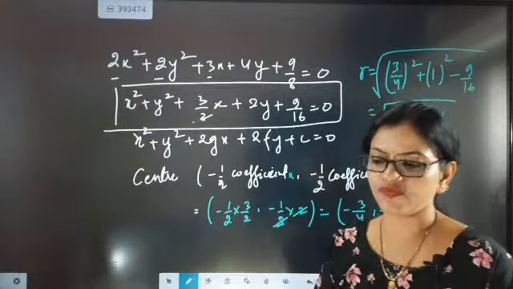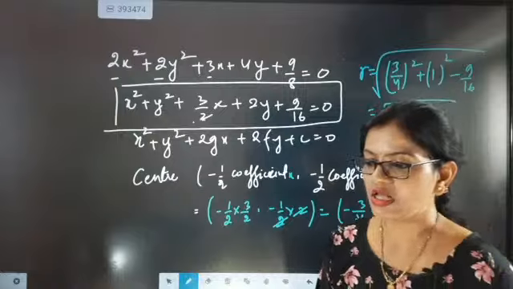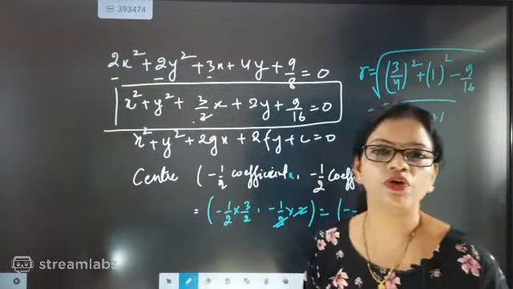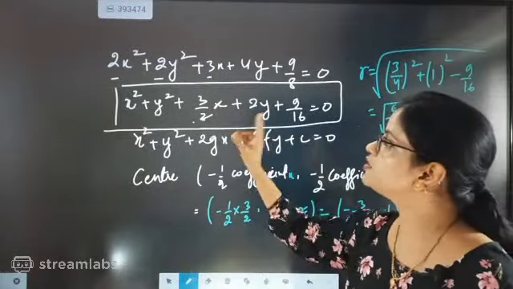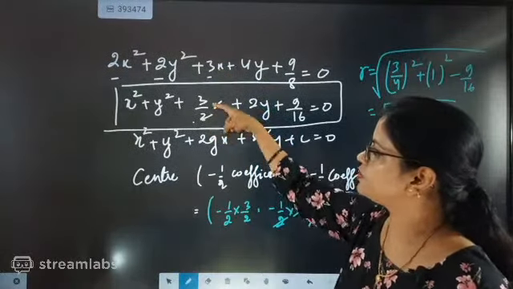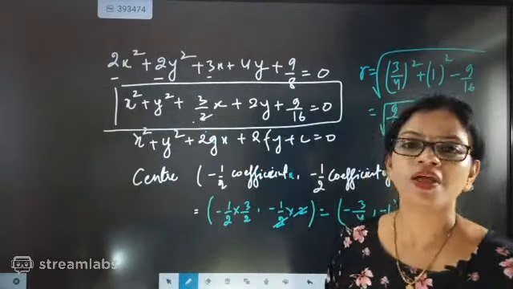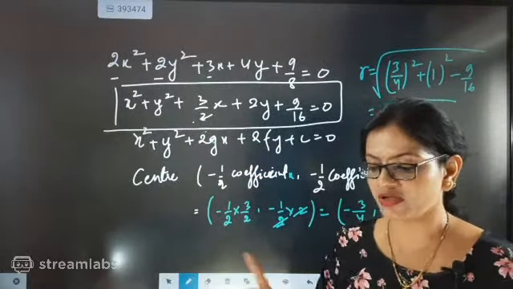Then only I will be shifting from this part to the next part of the question. See, g finding is very simple. Center finding, what is the formula? Minus 1 by... you can compare the general equation with this equation and get g, and then center you can write minus g, minus f.